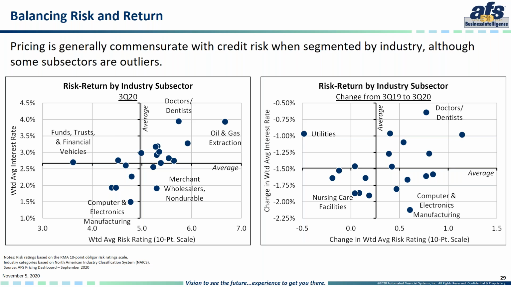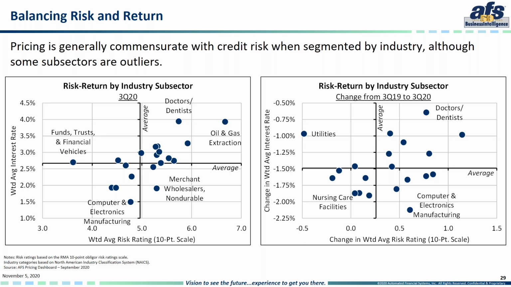In this matrix, we can see, for example, that compared to market averages, computer and electronics manufacturing bears lower risk, but also a lower weighted average interest rate. You can see that sector in the bottom left quadrant on that chart. Conversely, banks can earn a higher yield lending to, say, doctors and dentists in the upper right, if they're able to tolerate the higher credit risk of this subsector.